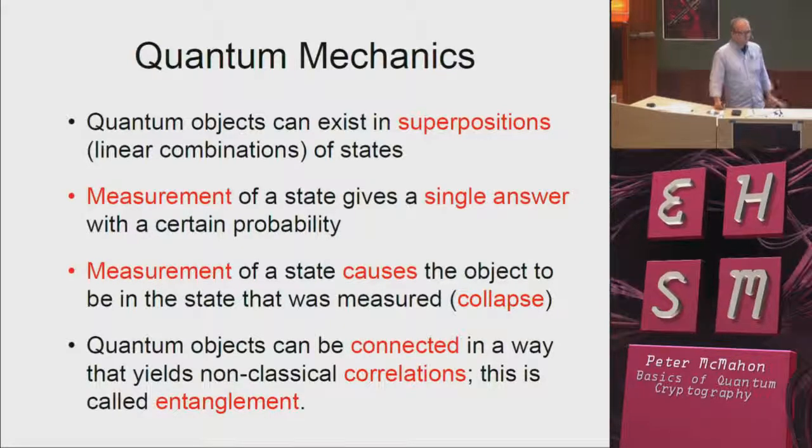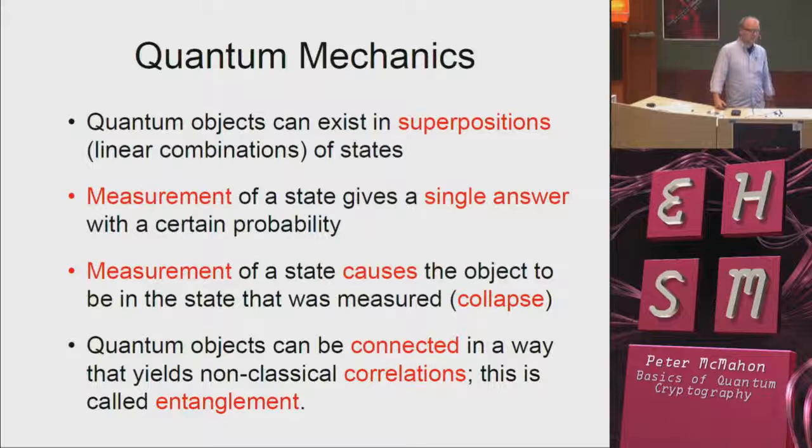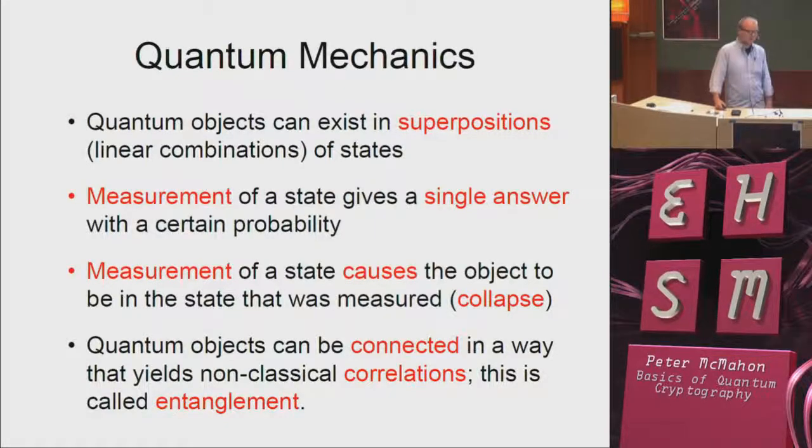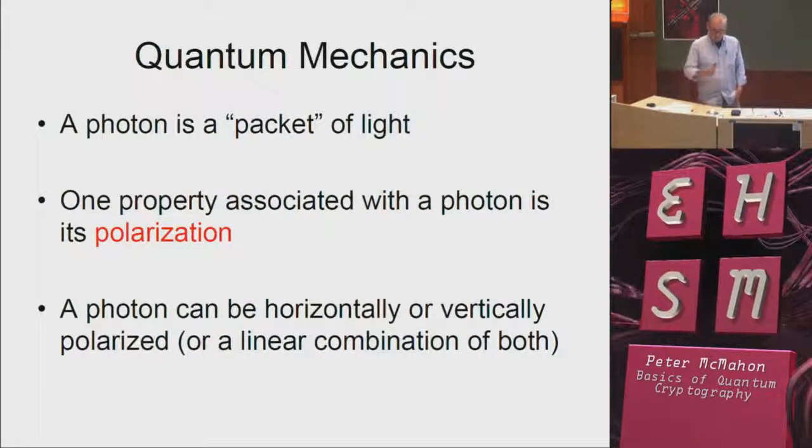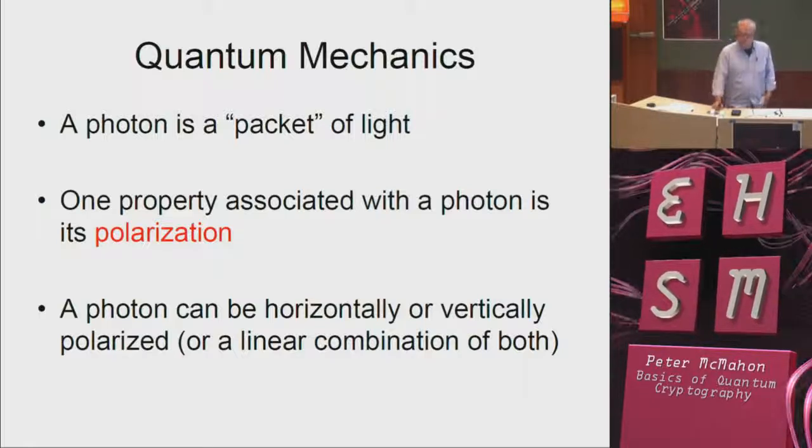And then finally, I'll discuss this interesting property of quantum objects called entanglement, where quantum objects can be connected in some kind of way that yields correlations between the measurements of them that are not explainable by classical means. So let's do some examples to try and make this a little clearer.